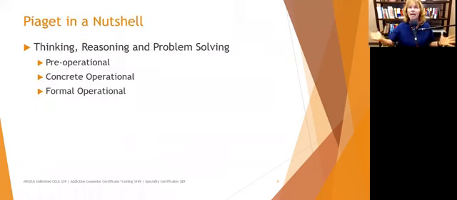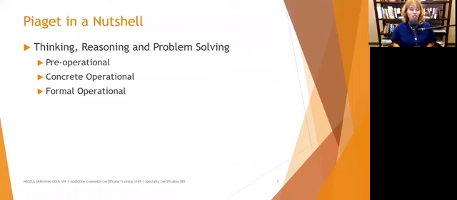So Piaget in a nutshell, we're just going to hit the highlights as they pertain to this presentation. Piaget talks about thinking, reasoning, and problem solving. In the pre-operational period, the child doesn't really have object permanence and has difficulty understanding, if I put my glasses in my purse, did my glasses go away or not? So they're developing their capacity to understand things a little bit. And there's a lot of fantasy.